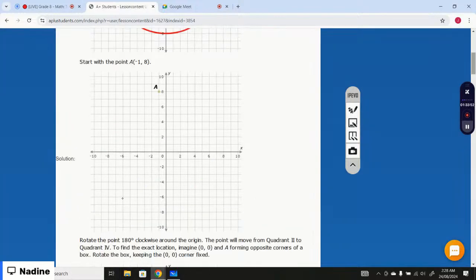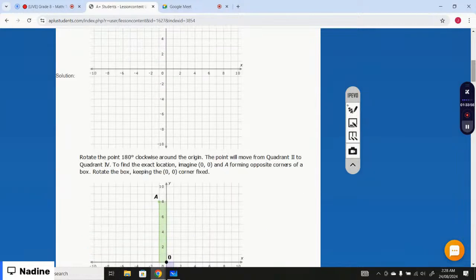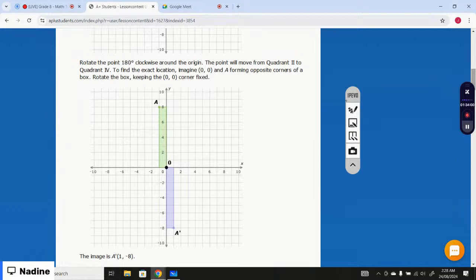Here is the point A, negative 1, 8, right? Rotate the point 180 degrees around the origin. The point will move from quadrant 2 to quadrant 4. So from here to here it is moved. You have to move like this, right? In a counterclockwise direction you have to move.